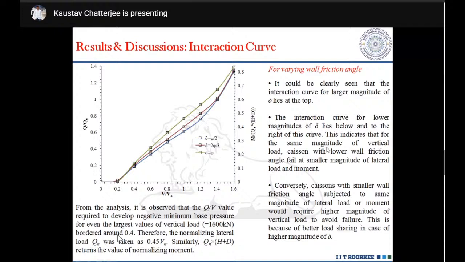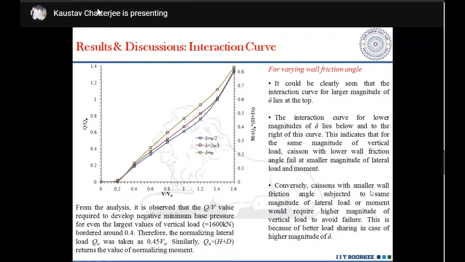What we see, it can clearly be seen that the interaction curve for higher magnitude of delta lies at the top. This represents delta equals 4. The interaction curves for lower magnitudes of delta lie below and to the right of this curve. This indicates that for the same magnitude of vertical load, caissons with lower wall friction angle will fail at a smaller magnitude of lateral load, as we see from this graph.